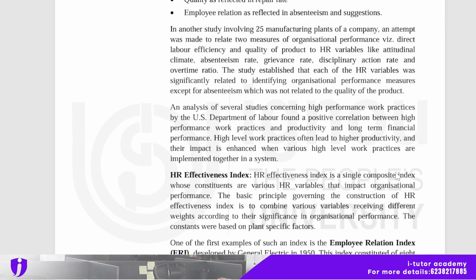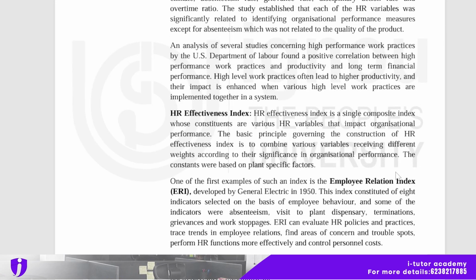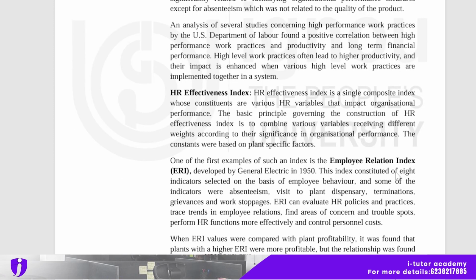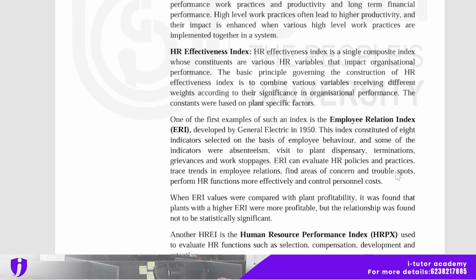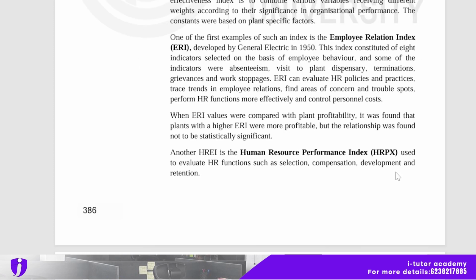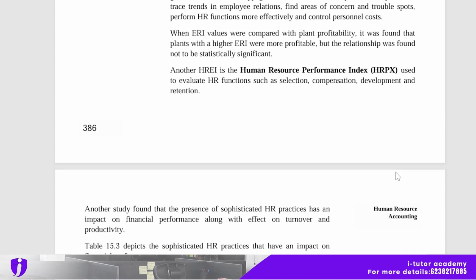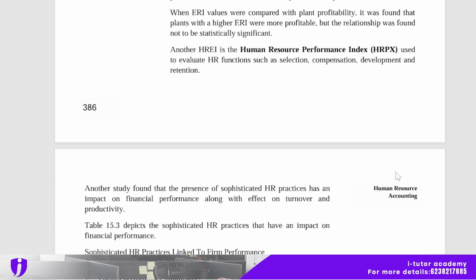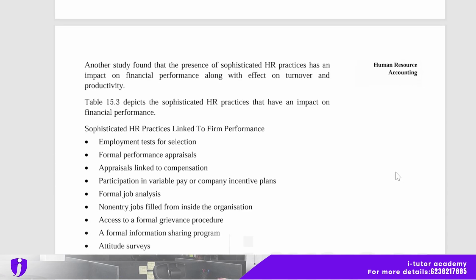And HR effectiveness index. HR effectiveness index is a single composite index whose constituents are various HR variables that impact organizational performance. And the basic principle governing the construction of HR effectiveness index is to combine various variables receiving different weights according to their significance in organizational performance. One of the first examples of such an index is the employee relation index, that is ERI, and another HREI is the human resource performance index, HRPX. Okay, these are the examples.